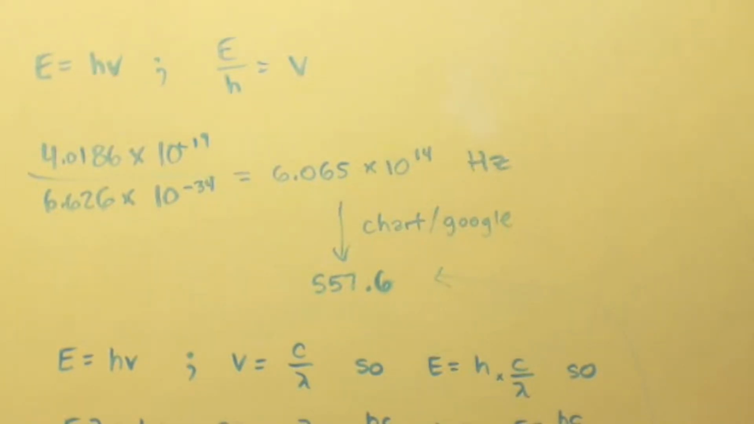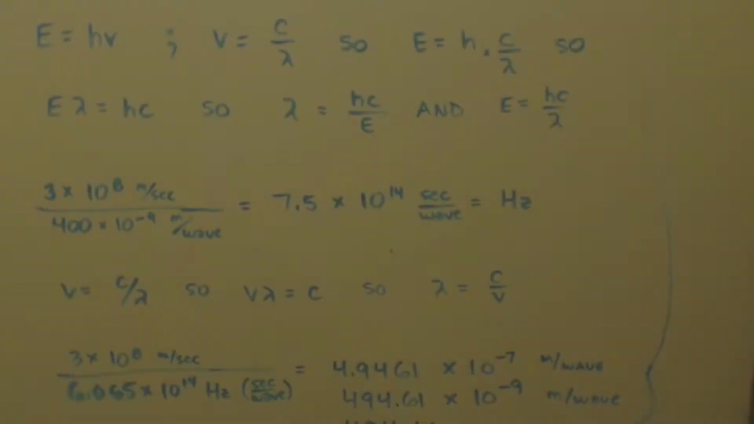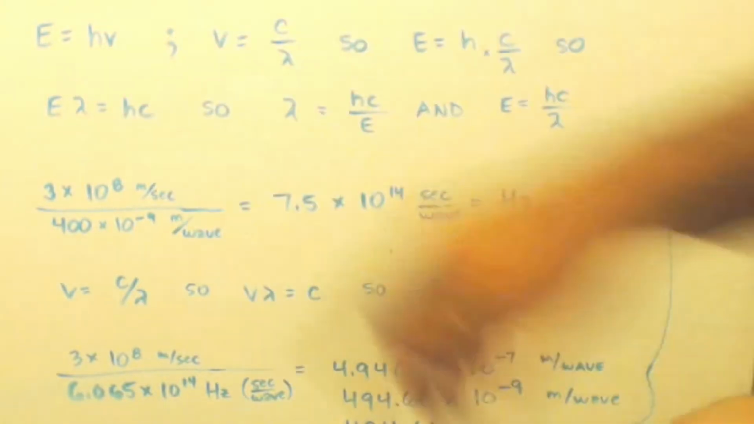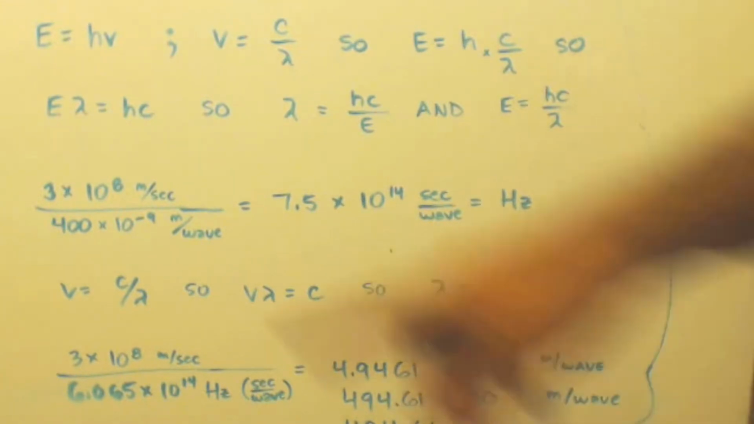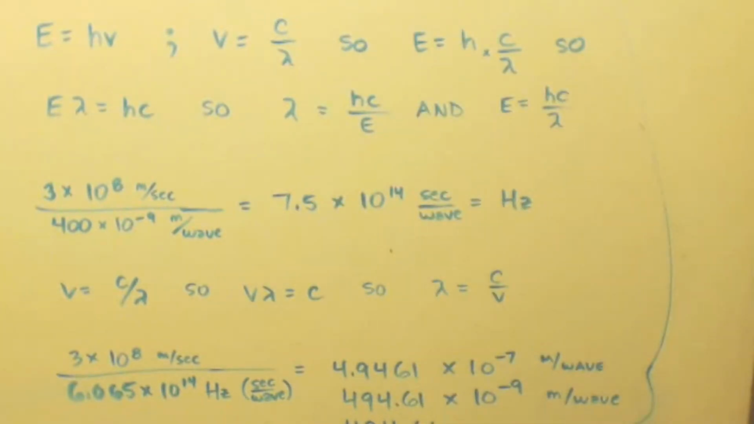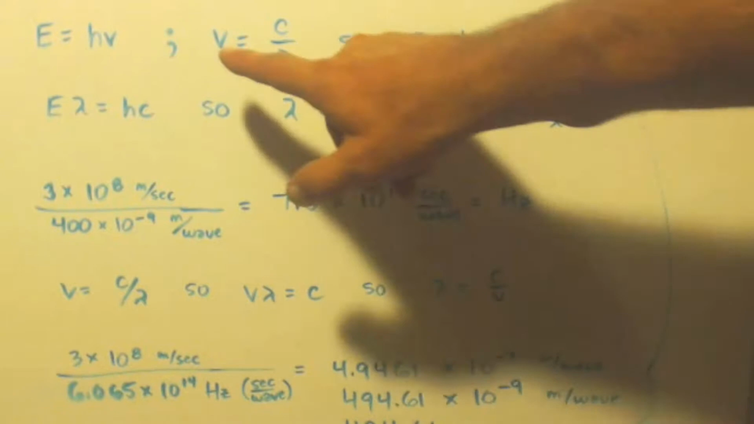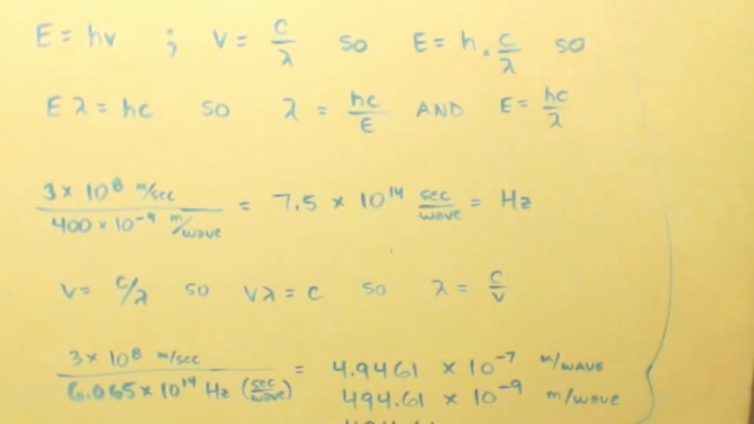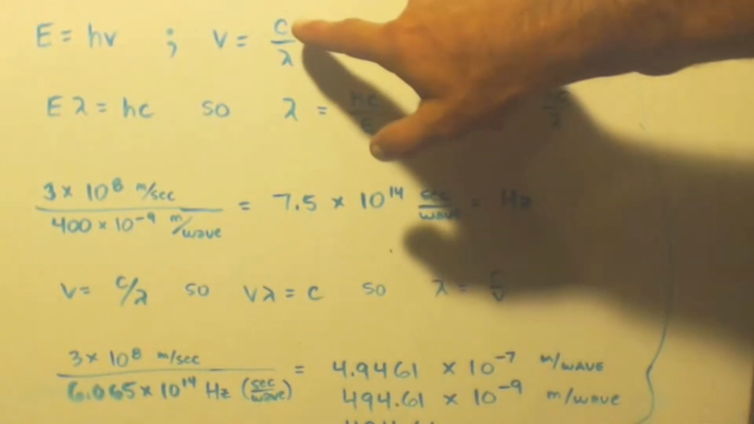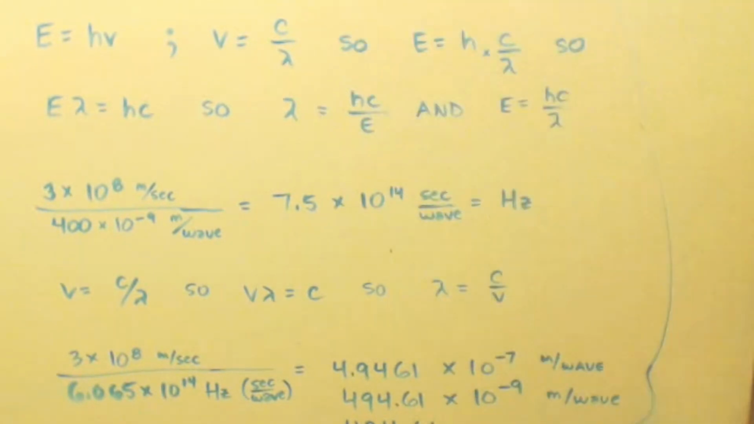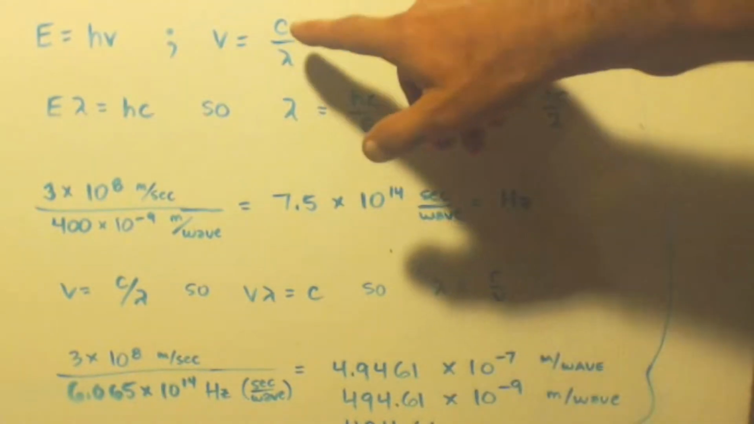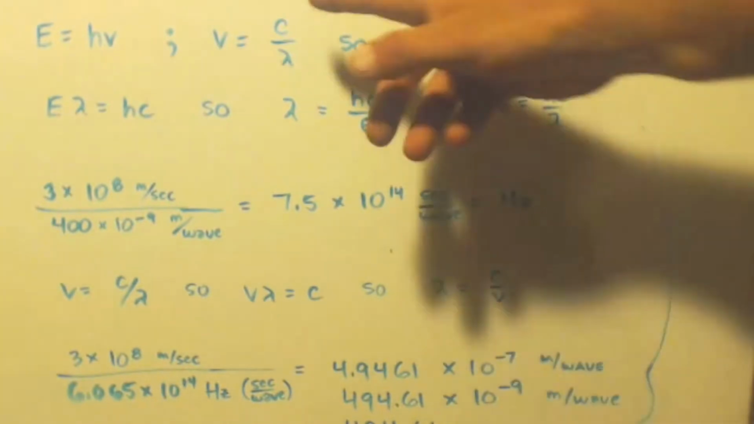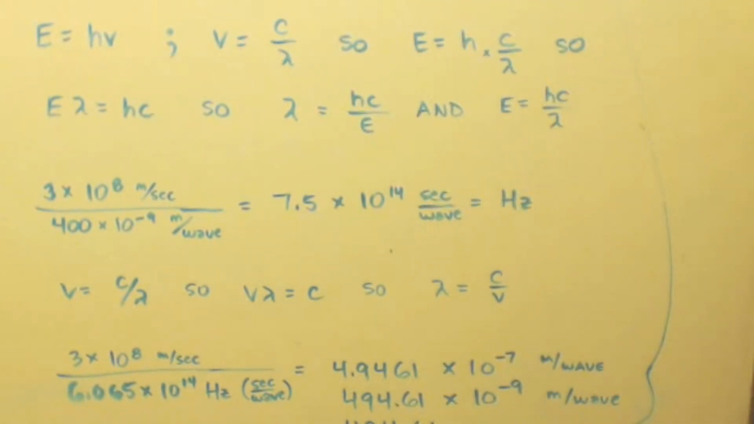So let's figure this out, right? Now, here's our equation that we know, E equals hf, or hv. Now, v, which is the frequency, is speed per wavelength, right? And our speed is always the same. It's the speed of light, because it's EM waves, right? So that's a constant. It's the speed of light.